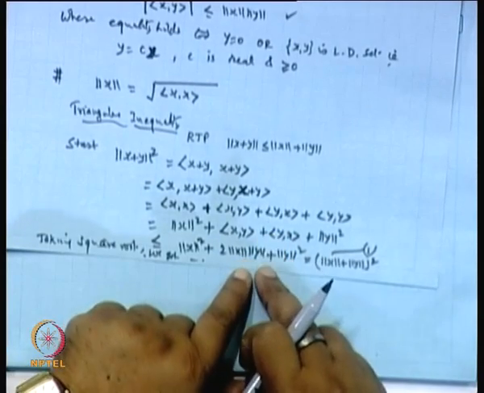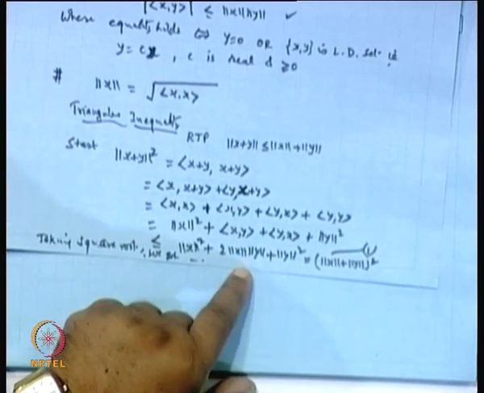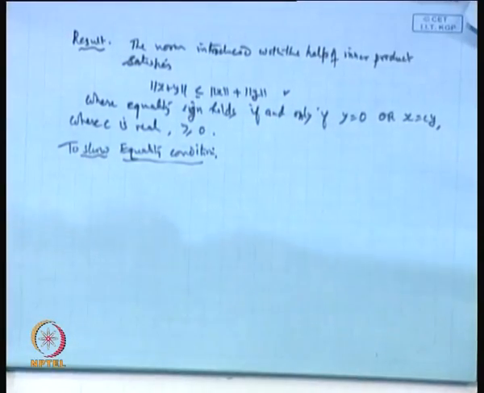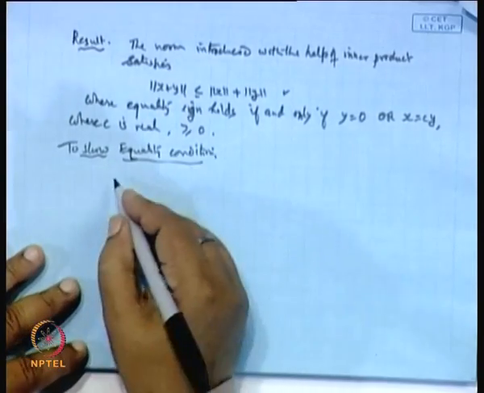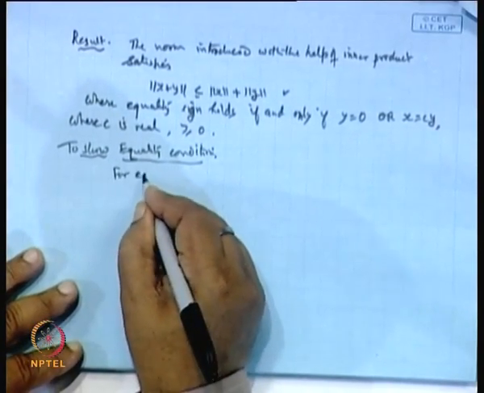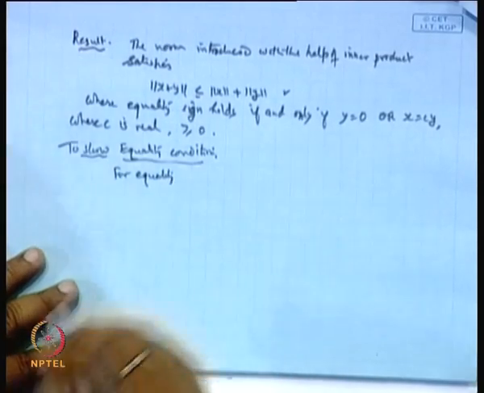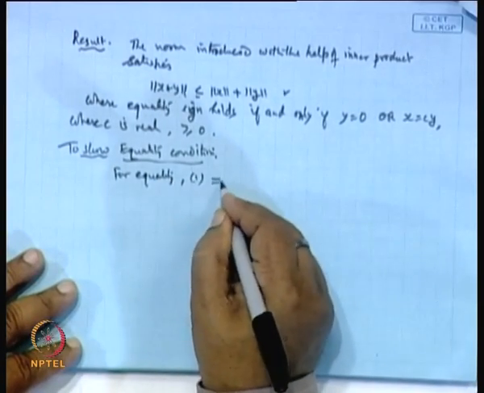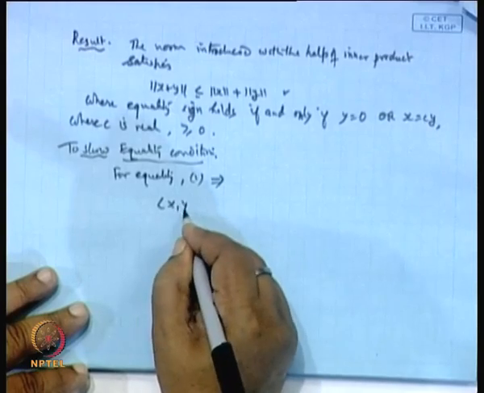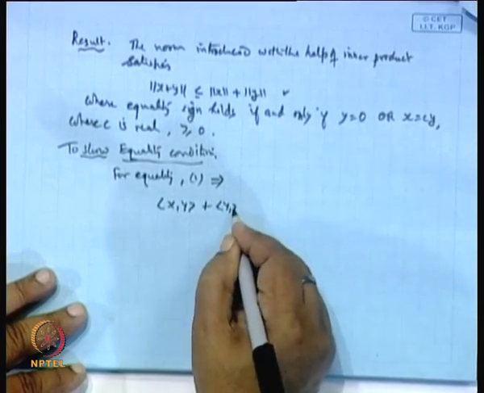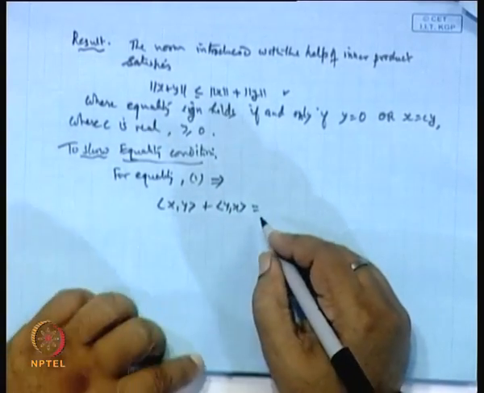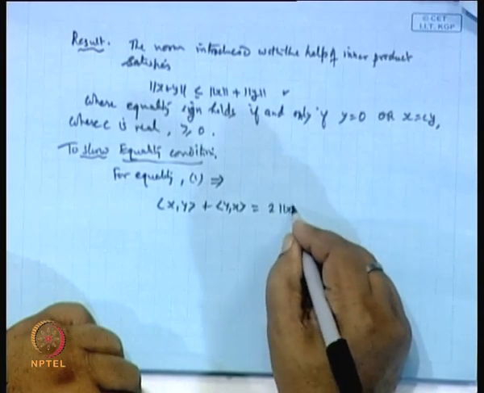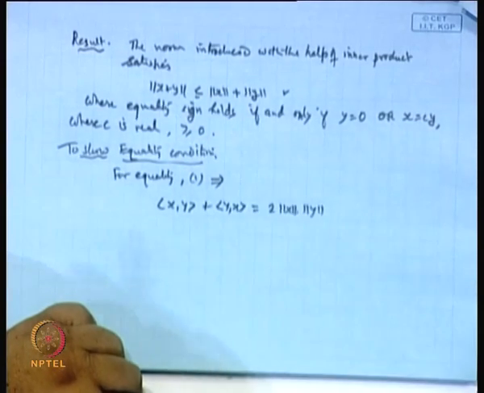So, from here the only problem is coming with this less-than-or-equal-to sign. Let us see how we have, for equality, the one equation implies that the inner product of x, y plus the inner product of y, x must be equal to 2 times norm of x into norm of y, instead of less than, is it not?